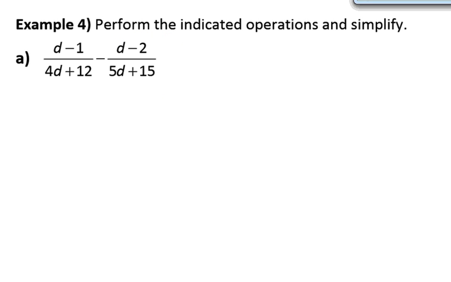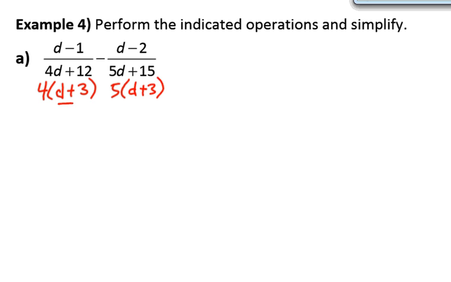All right, now for example 4. In example 3, the denominators did not factor. But now for example 4, notice that these denominators can factor. In the first one, the 4d plus 12, the 4 can factor out, making d plus 3. In the second one, the 5 can factor out, making 5 also times d plus 3.